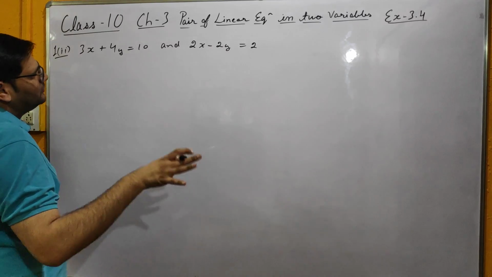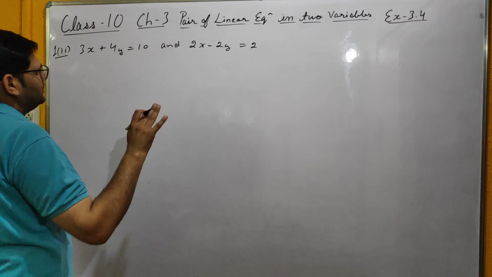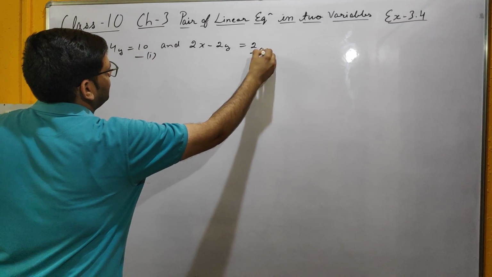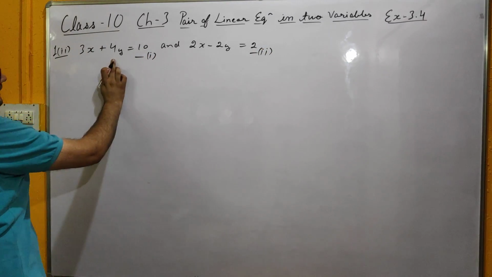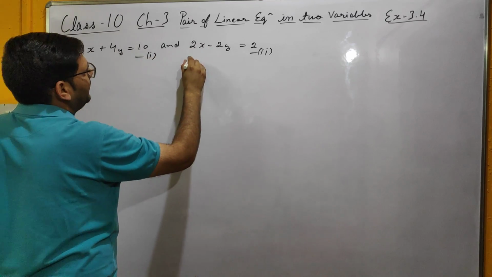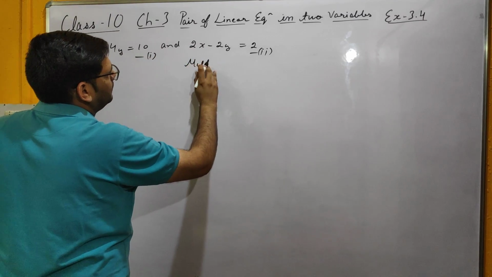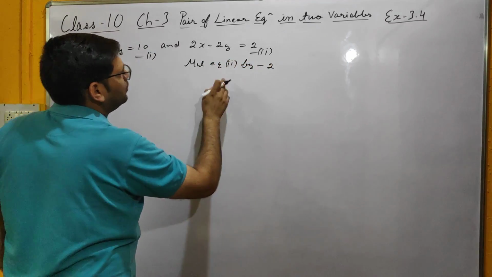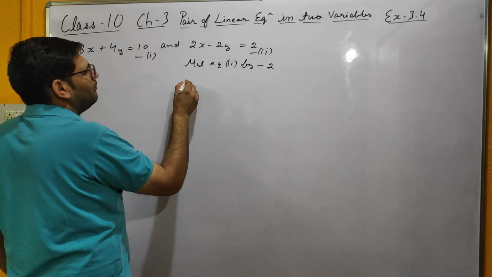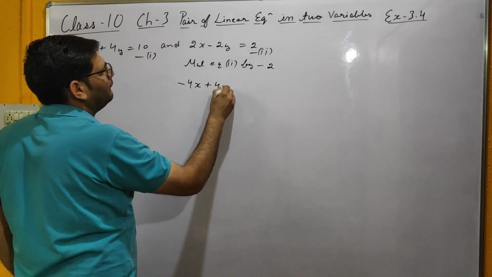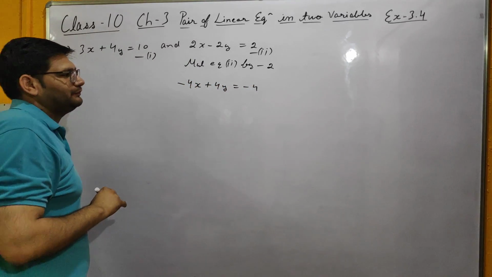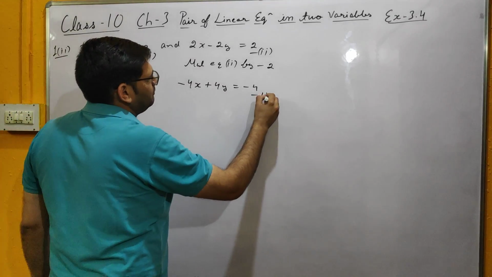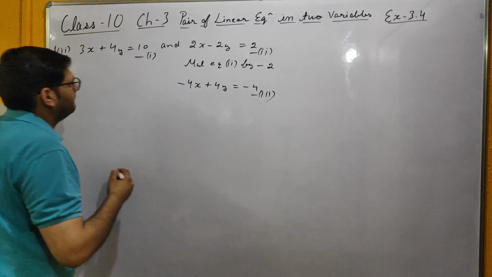So in any way you can proceed with this question. This is our first equation. This is our second equation. Now what can we do? Let's multiply equation number 2 by minus 2. Just multiply it by minus 2. So minus 4x plus 4y equals minus 4. Clear? Now 4y, 4y, they are equal. Let this equation be number 3.